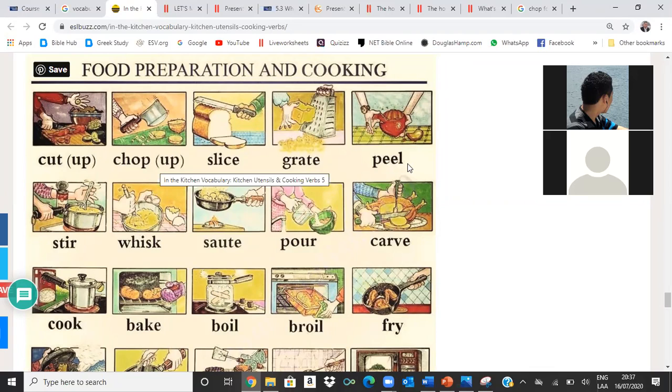Peel. What instrument do we use? Peeler. ¿Cómo se llama? A peeler. Very good. Y esto se llamaba a grater. ¿Se acuerdan? Entonces, el verbo, grate. El producto, grater. Algunos de esos productos vienen del verbo. For example, grater. Peeler. And grate. Peeler and peel. Okay. All right, next.